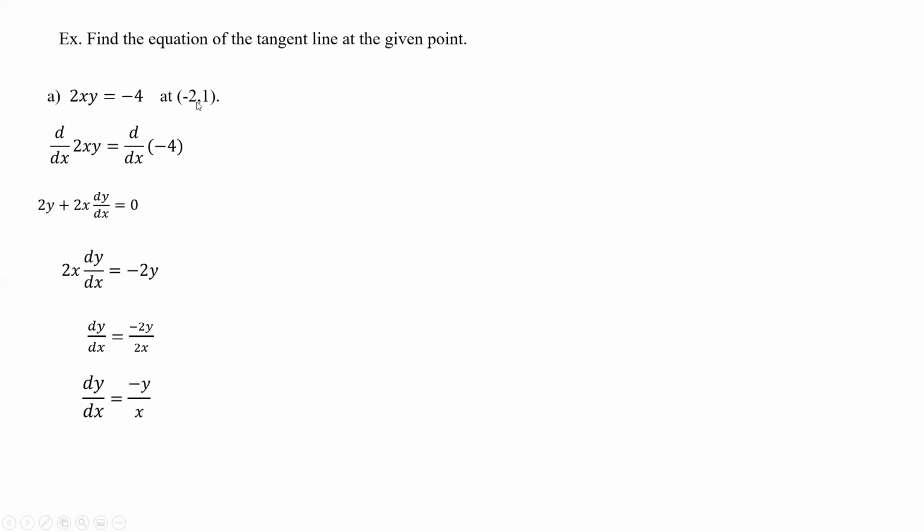Find the equation, find the slope at the point negative 2, 1 first. So negative 2 goes in for x, 1 goes in for y. So now we have a slope that we can plug in for m. So y is 1/2 x plus b. The only thing we do not know is b, but we do know x and we do know y. X is negative 2, and y is 1.